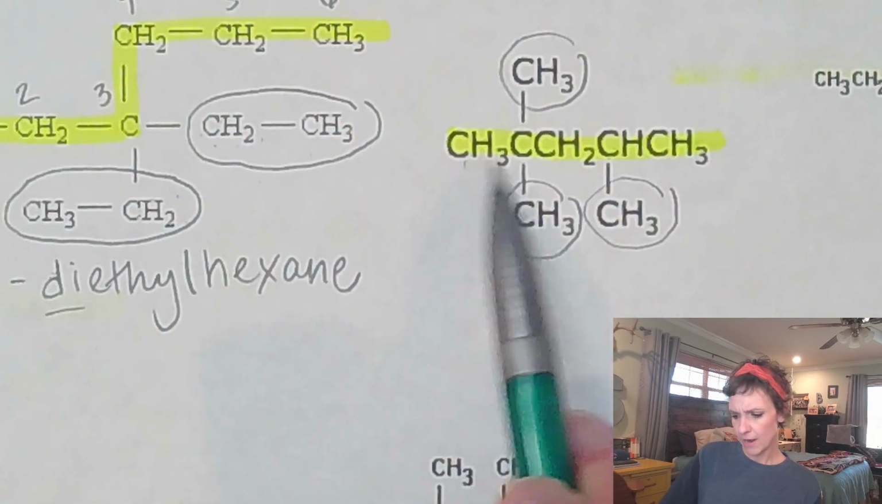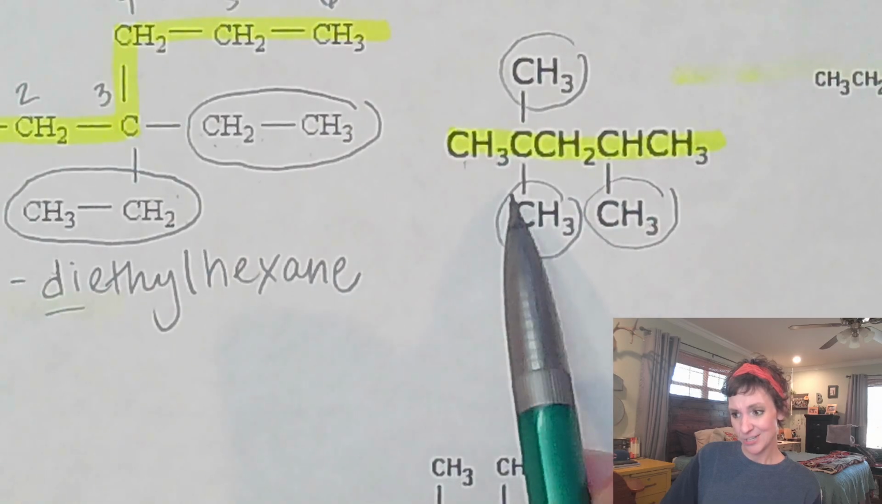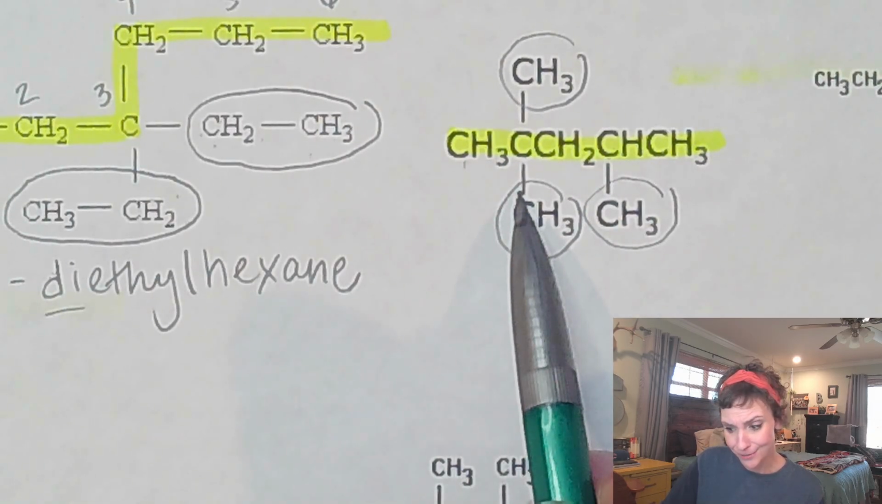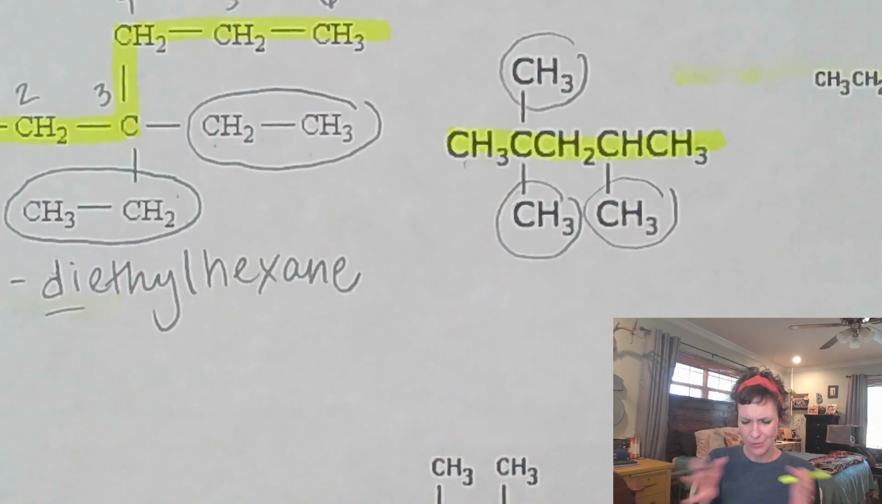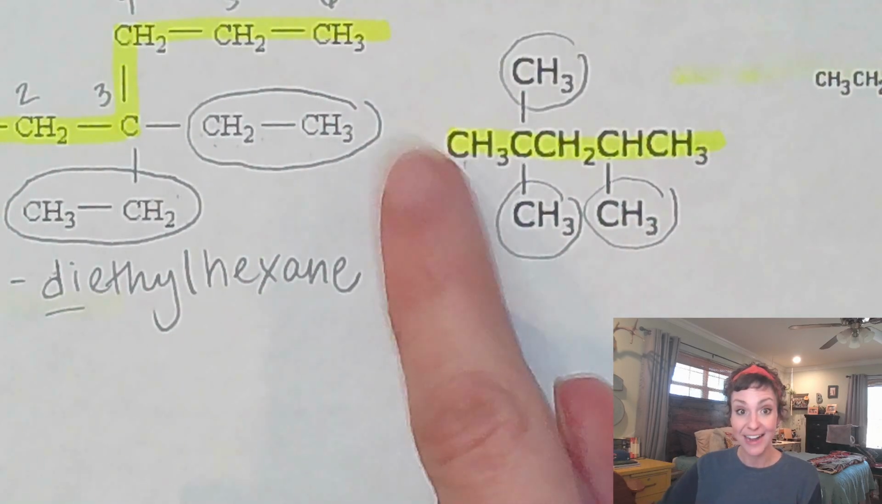But what if I start this way? 1, 2. I got branches also coming off of carbon 2. So my first branches, no matter which way I name it, are on carbon 2. How do I choose? Well, which of those carbon 2 possibilities has the most branches? It's this guy right here.